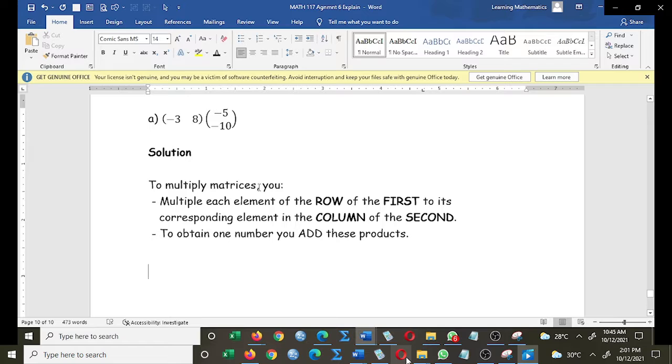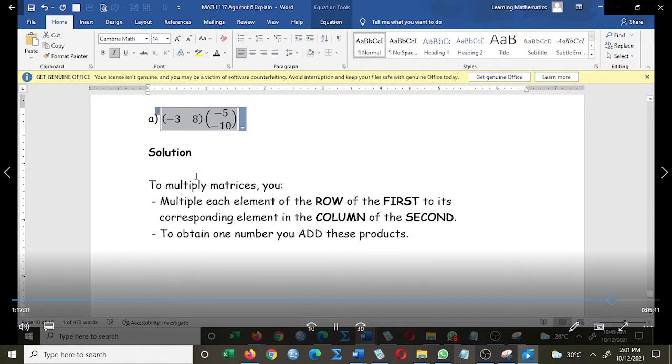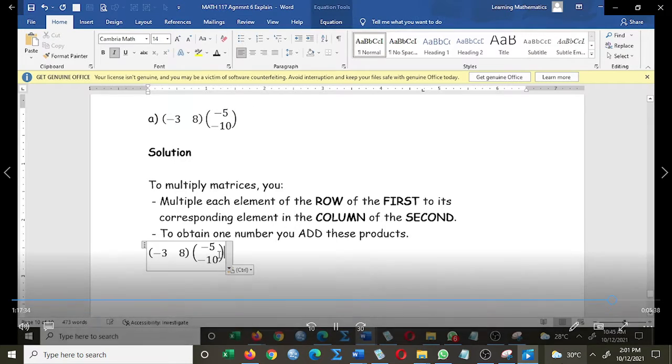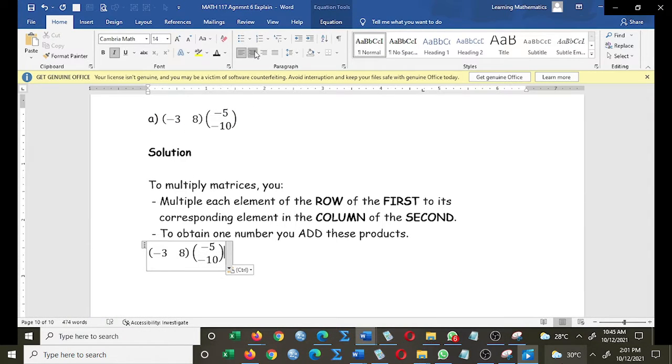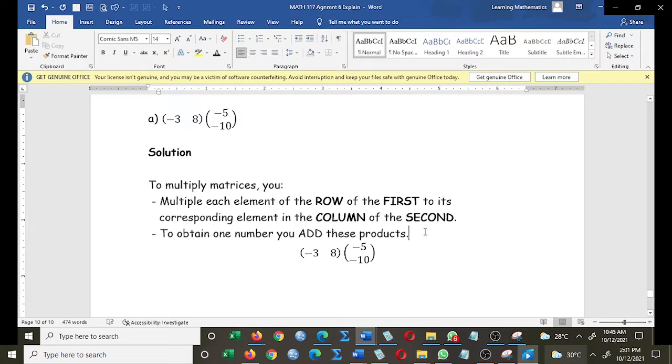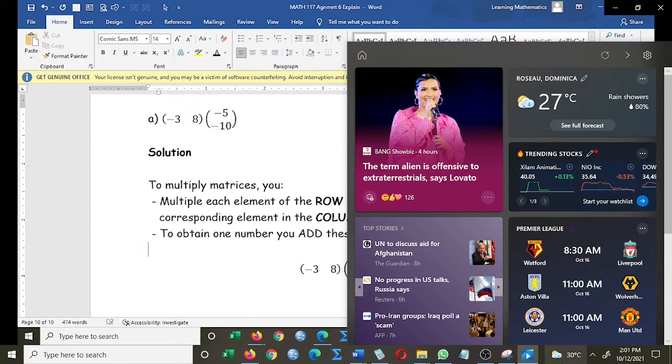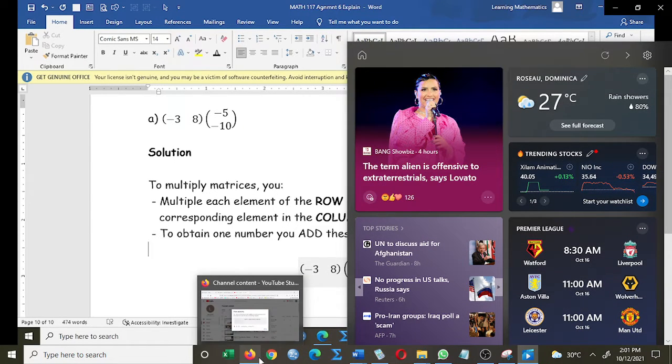Anybody? I was saying, yeah, just repeat what you said. Negative 3, negative 3 by negative 5. Right. So isn't that what he's doing? He's multiplying -3 to -5.